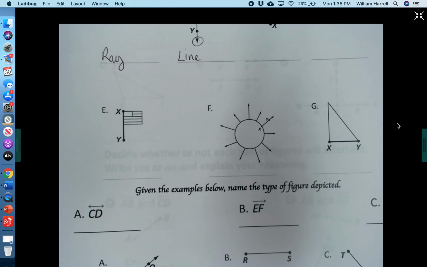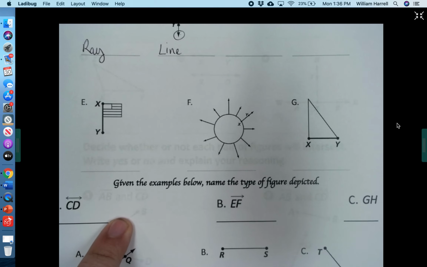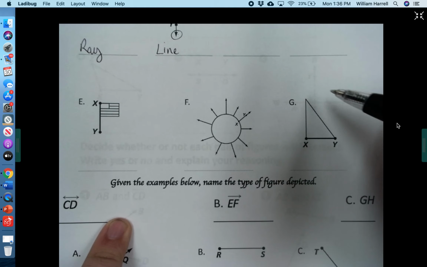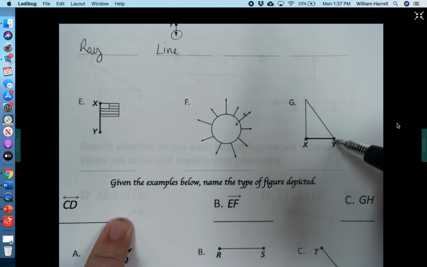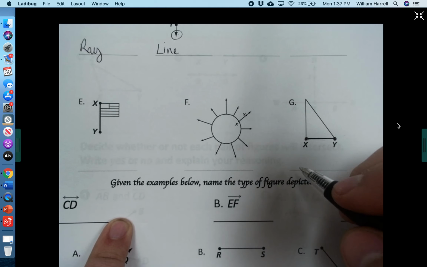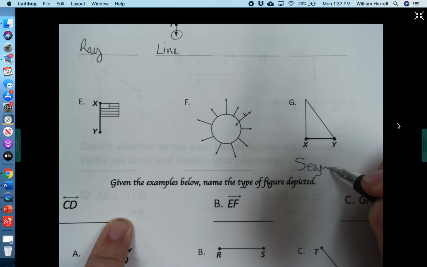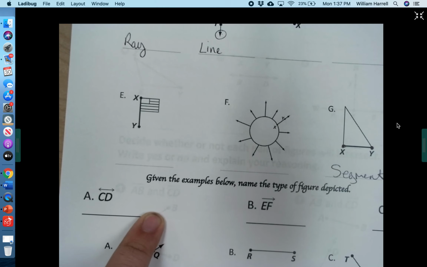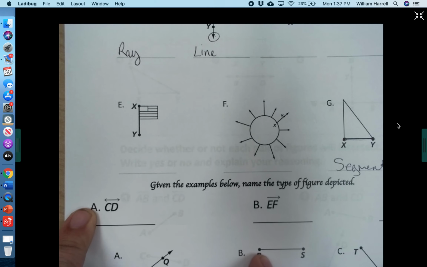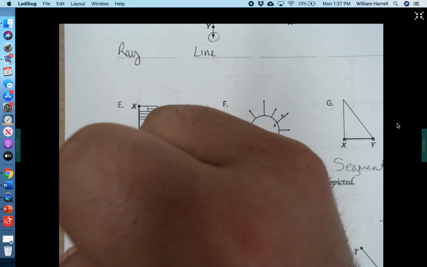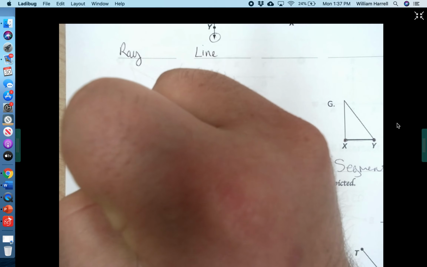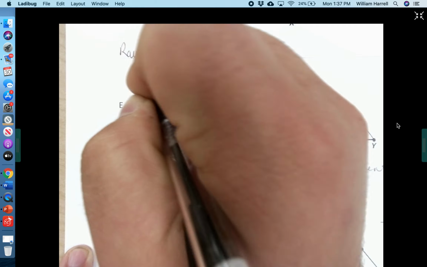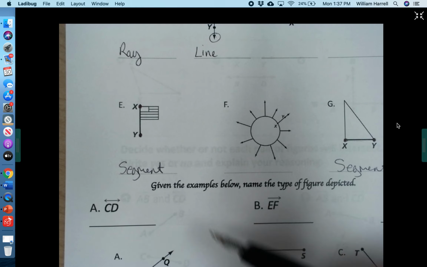Objects, geometry, stuff is everywhere. This time I'm going to do it a little bit different. I'm going to do G. So if I think about this triangle, and X to Y, I see 2 points, and then I see a line, so I know this is a segment. Y'all tell me what you think E would be. E is also a segment. I have a point, no arrows, and it stops, so therefore it's a segment.